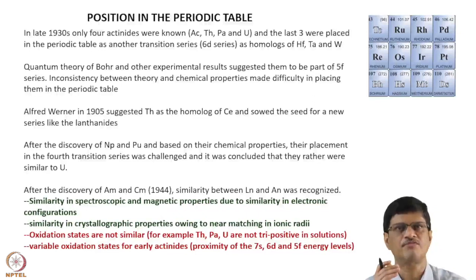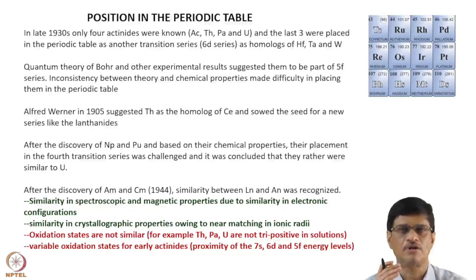After the discovery of americium and curium by Seaborg's group in 1944, the similarity between lanthanides and actinides was recognized, because americium and curium are both trivalent metal ions, and the similarity in the spectroscopic and magnetic properties was also due to the similarity in the electronic configuration. I will be discussing the electronic configuration shortly. Similarly, in the crystallographic properties, there is a near matching of the ionic radii of these actinides to those of the lanthanides, which also suggested that they may be similar to the lanthanides.